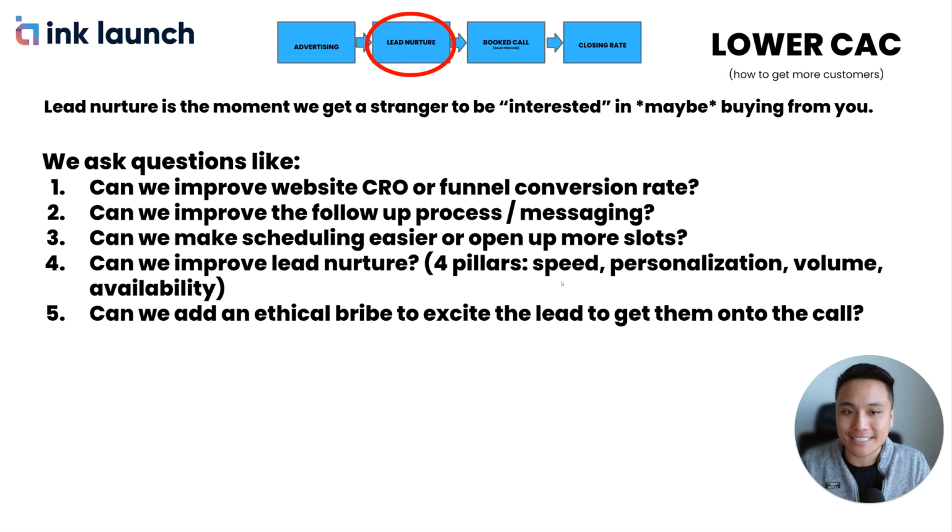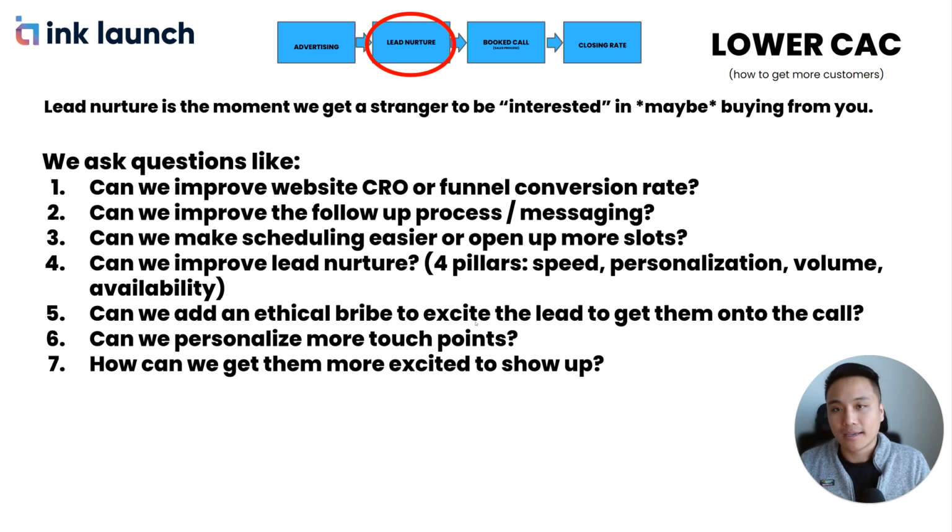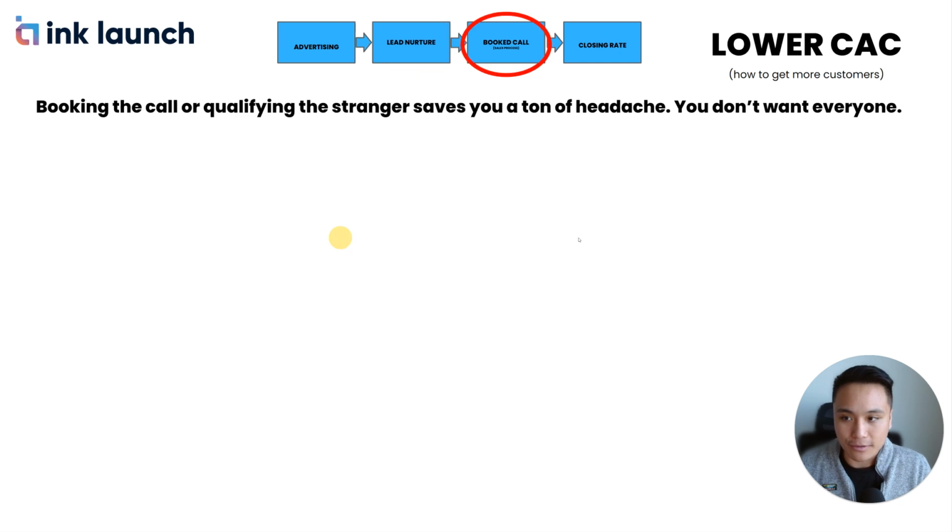Sometimes it's as simple as getting to the lead faster. Because if we don't reach out to the lead within the first 5 minutes of them opting into your advertisement, chances are you won't convert that lead. So we want to be very, very fast. Next is, can we personalize more touch points? And how can we get them more excited to show up? These are the basic questions we ask to improve your lead nurture.